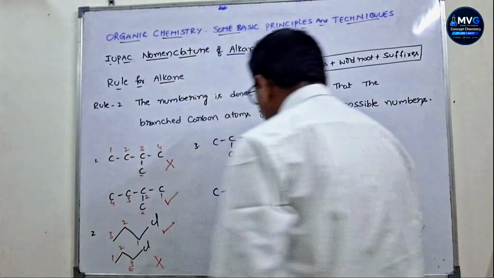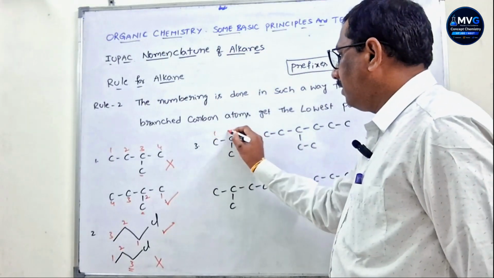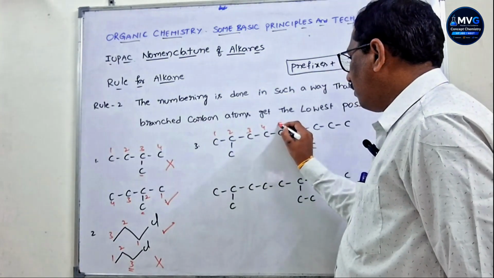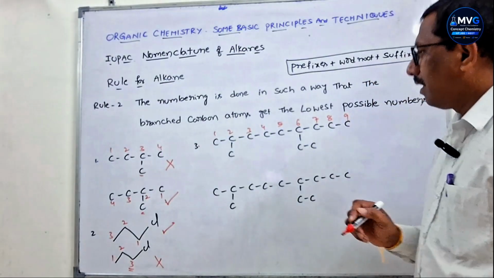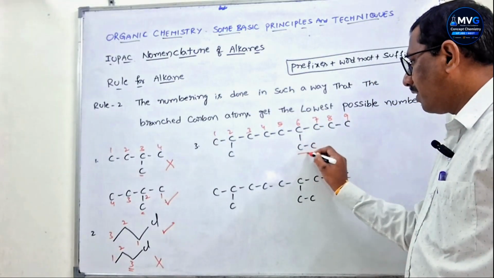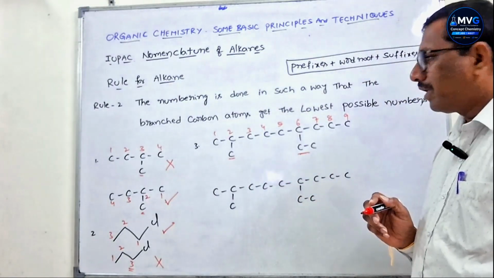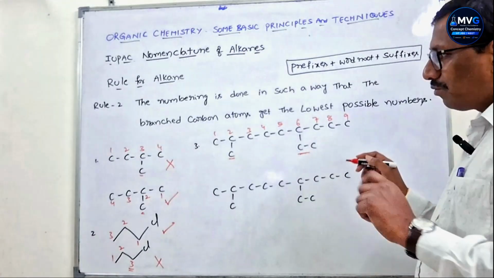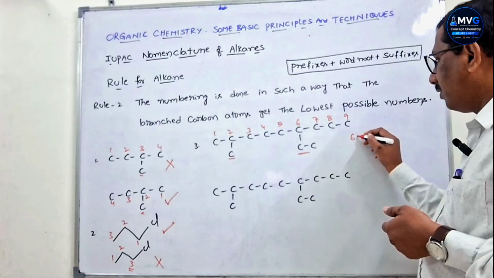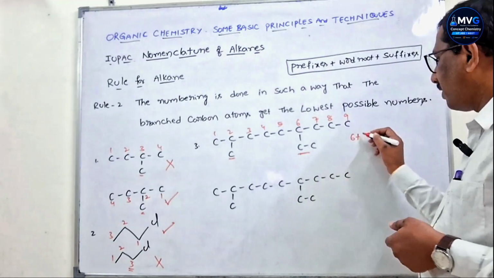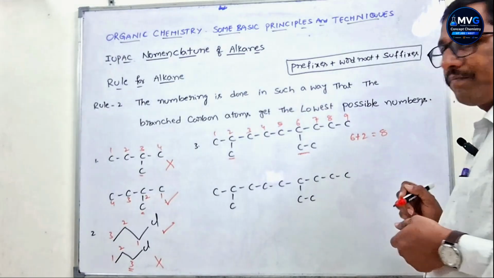Next, here students, we can give the numbering in this direction: 1, 2, 3, 4, 5, 6, 7, 8, 9. Now here, the sixth carbon atom has a substituent, and the second carbon atom also has a substituent. Now students, more than one substituent is there, so we can take the sum value. What is the sixth position? One substituent is there. Second position substituent is there. 6 plus 2 is equal to 8.